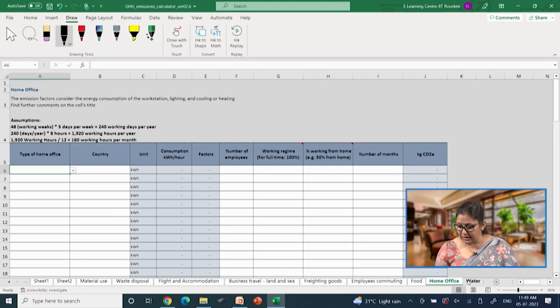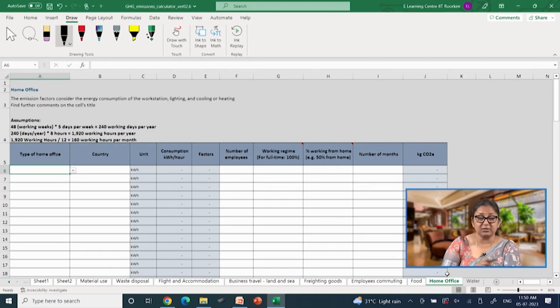Similarly, we have these heads where we are talking about home office, where it considers the energy consumption of workstation, lighting and cooling or heating. What we are assuming here is a 5-day week where the office is going to work, type of home office where the people might be working from their homes. So, that is also included in this one.